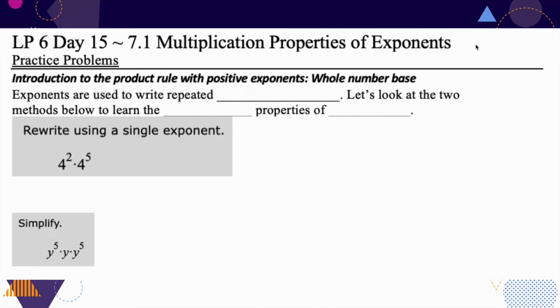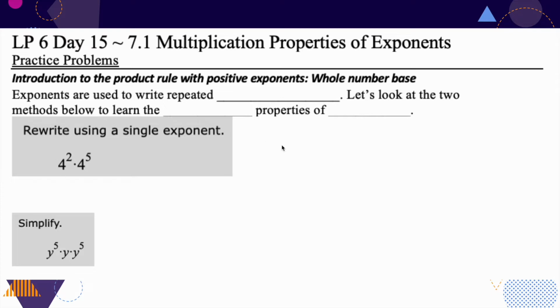So we are starting chapter 7, it looks like, today, and we're going to review our exponent rules. It's probably been a little while since we've actually gone over all these rules, although we have been using them for quite some time. So this is the introduction to the product rule with positive exponents, and it's a whole number base. That means we have a whole number down here on the base.